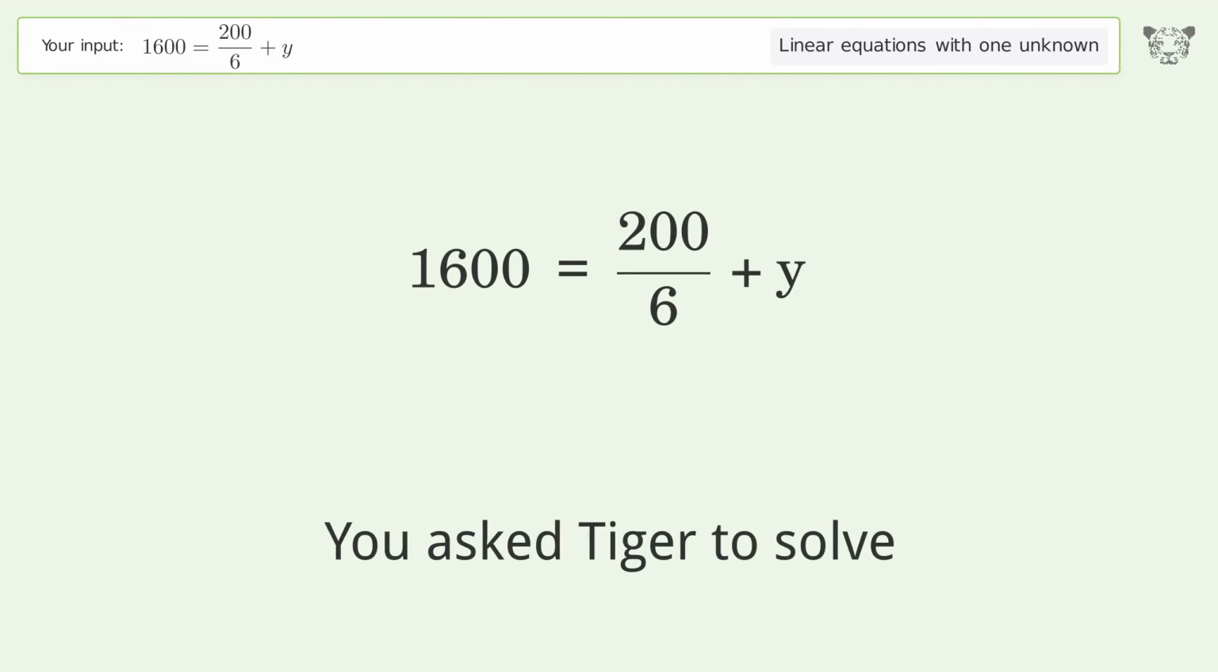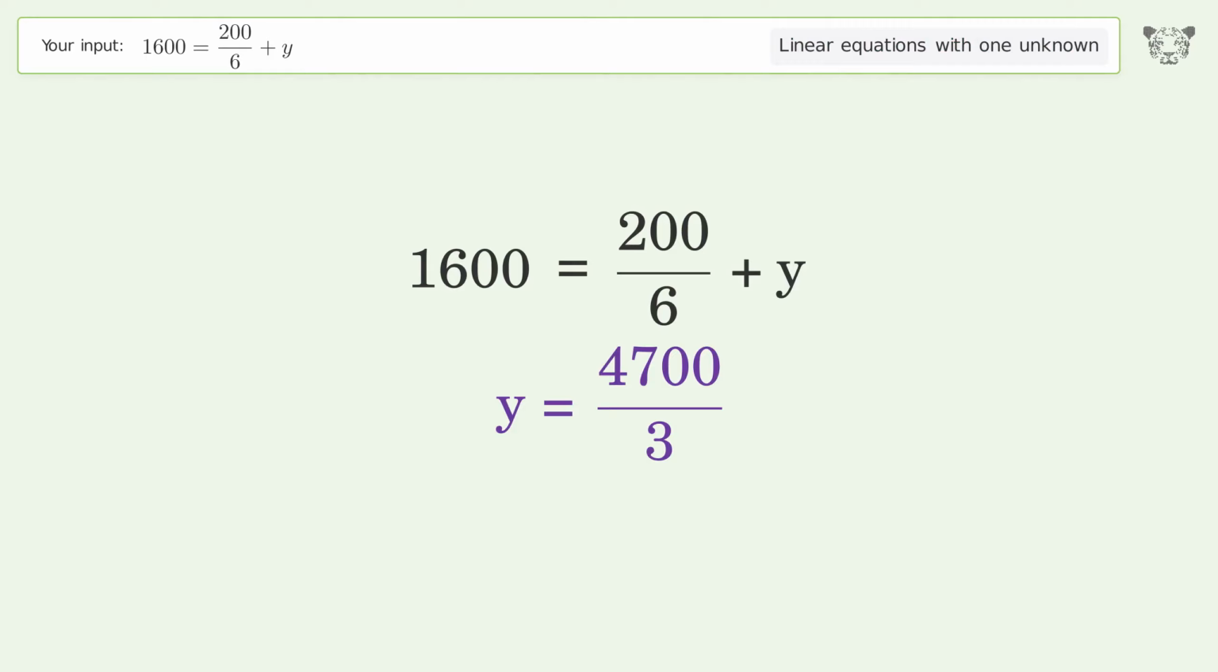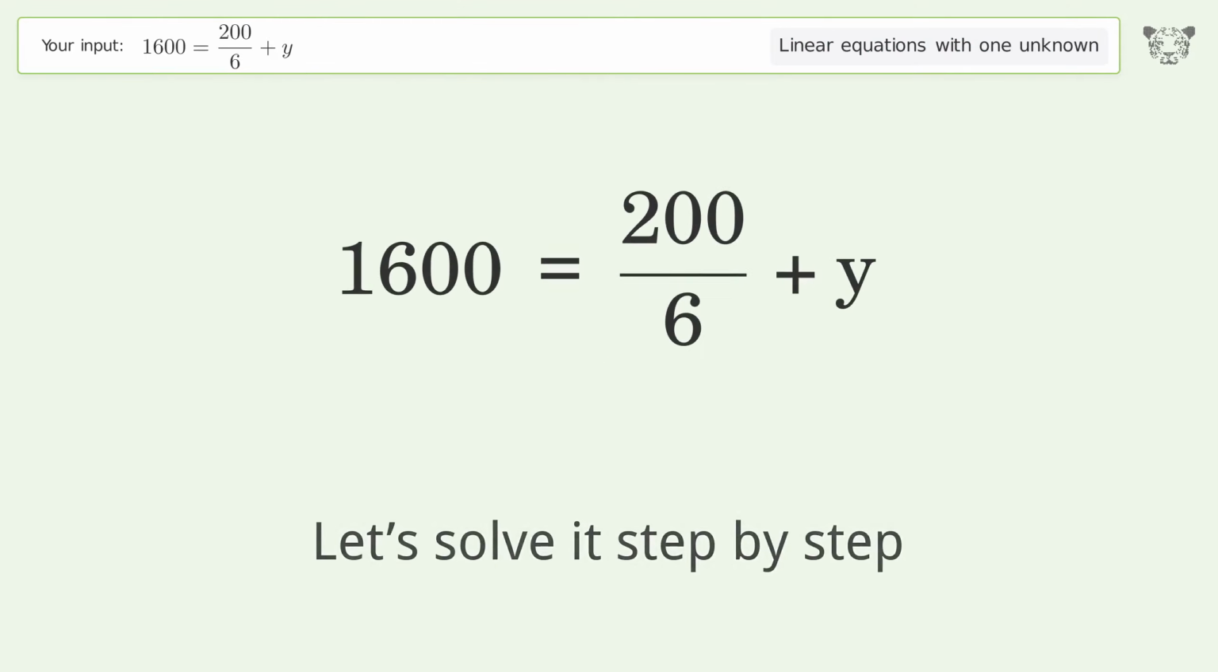You ask Tiger to solve. This deals with linear equations with one unknown. The final result is y equals 4700 over 3. Let's solve it step by step.